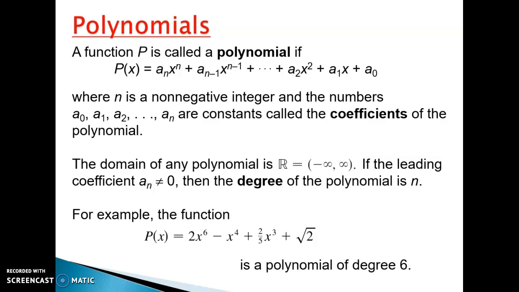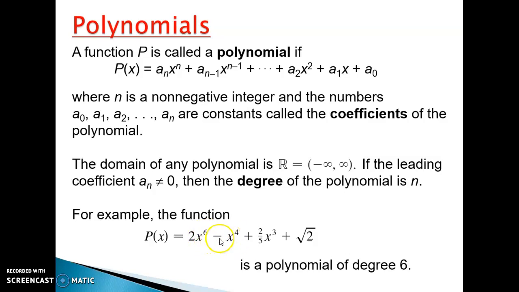The domain of a polynomial in the real number system is always from negative infinity to infinity, and the leading coefficient cannot equal 0. Otherwise, n is considered what's called the degree of the polynomial. For instance, here is a function. This is a polynomial of degree 6. It has 1, 2, 3, 4 terms. 2 is a coefficient. X to the 6th is its highest exponent. Therefore, it is its degree.